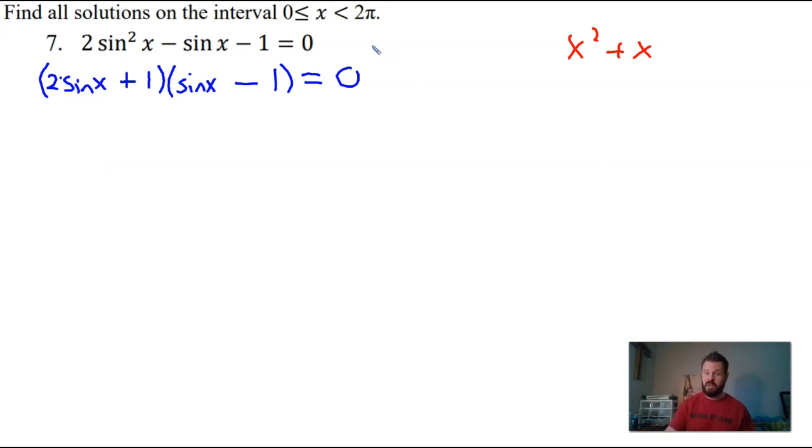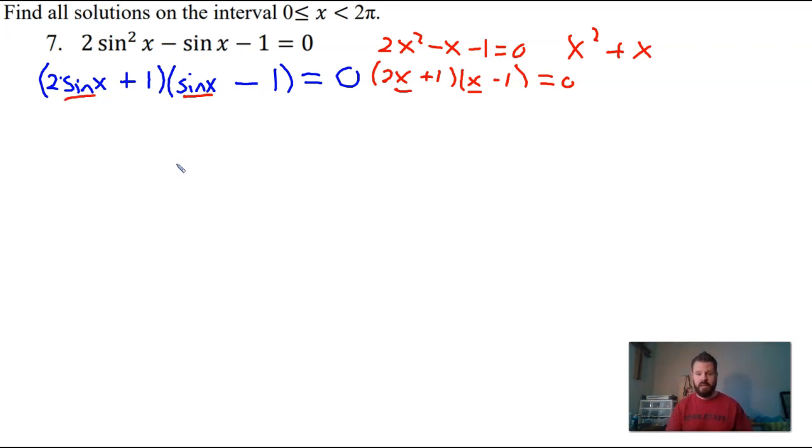Now remember, another thing I could do, if I don't like factoring with the sines, is I could ignore them and just rewrite this as 2x squared minus x minus 1 equals 0. Okay, factor that. And then just replace the x's with the sines once again. So don't let the factoring part of this problem stop you. Now the reason we factored is once I have things in factored form, I can find the zeros of the individual factors. So I'm basically breaking this down into smaller, simpler problems.